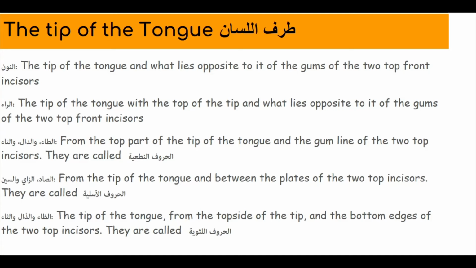As-sod. There is no way you'll be able to pronounce it if they are touching or closely touching each other. Az-zai. There must be a little bit of space between them, furjatun qalila. As-sin. If it is close, then the letter will not be produced. These letters are also called al-hurufu al-asaliyah due to them emerging from the tip of the tongue.